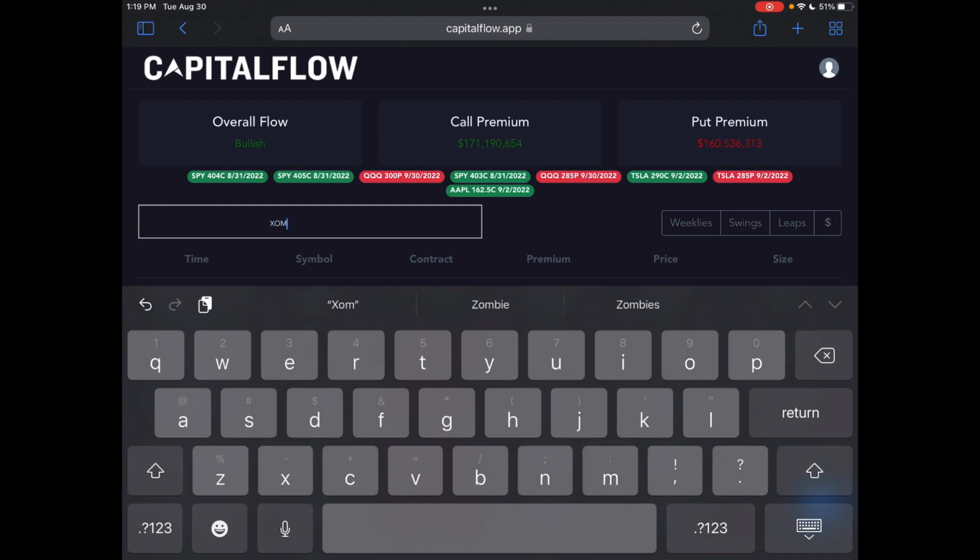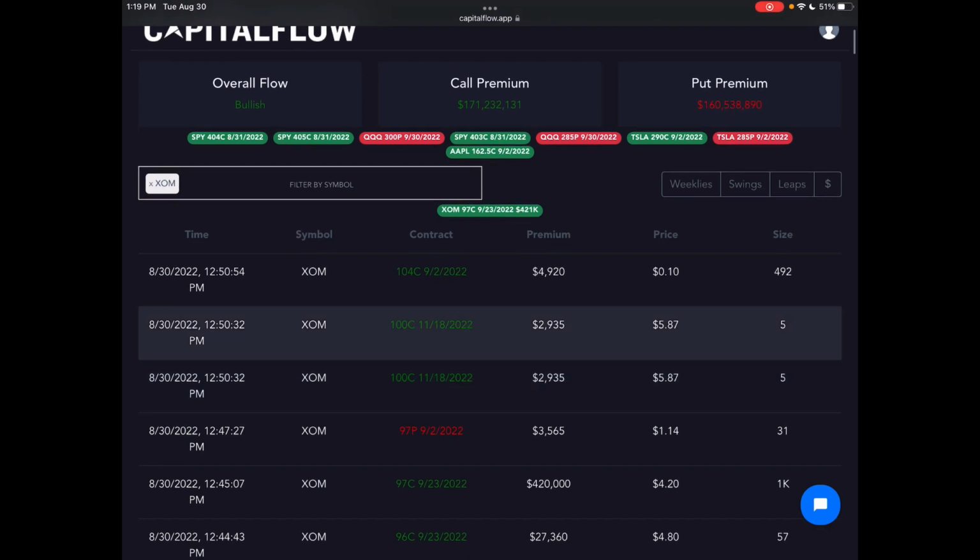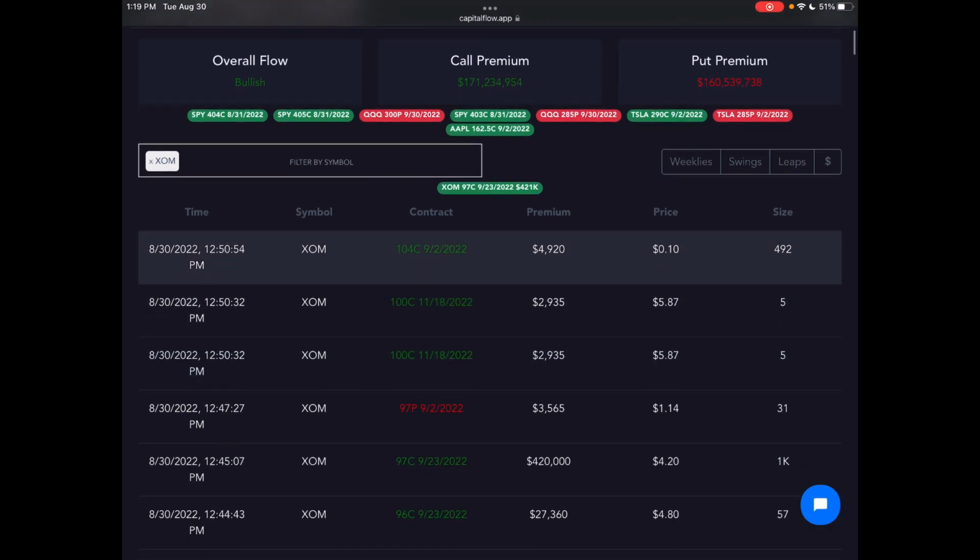All right, so I'm going to come in and give y'all an example of how the orders work. So we're going to look at ExxonMobil, which is XOM. So let's lock in on this contract right here. So we see on 8/30 of 2022 at 12:50 p.m., somebody bought XOM contracts.